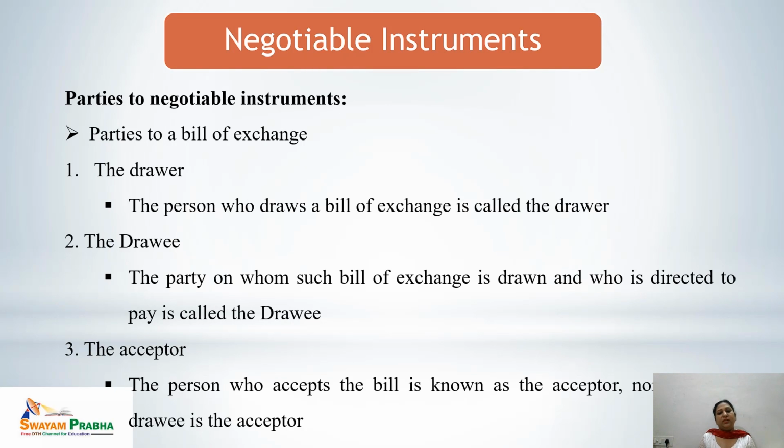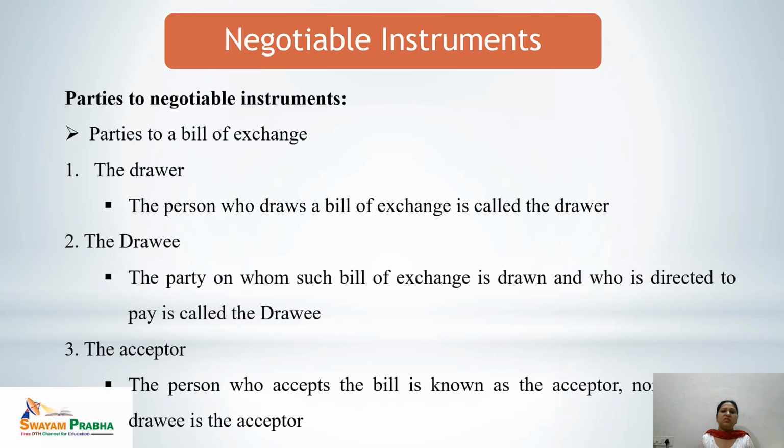So first of all, I would like to convey that we have read about the meaning of negotiable instruments in our previous lecture. In that lecture, we also discussed the various types of negotiable instruments, in which normally we count bill of exchange, promissory note, and the cheque. Now we are going to study the various parties involved in these negotiable instruments. We will start with the first negotiable instrument, that is, the parties to a bill of exchange. A bill of exchange covers the following parties.